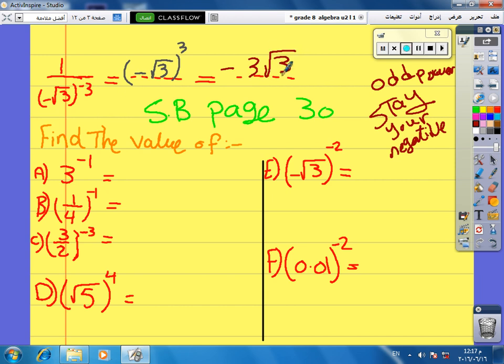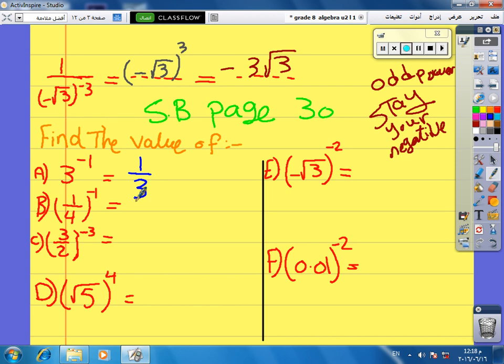Please open your student's book, page 30, to solve some examples. We will start with: find the value of 3 power negative 1. To remove my negative power, I will make it flip. So I will write 1 over 3, and the power is 1 here. You can write power 1 or not.